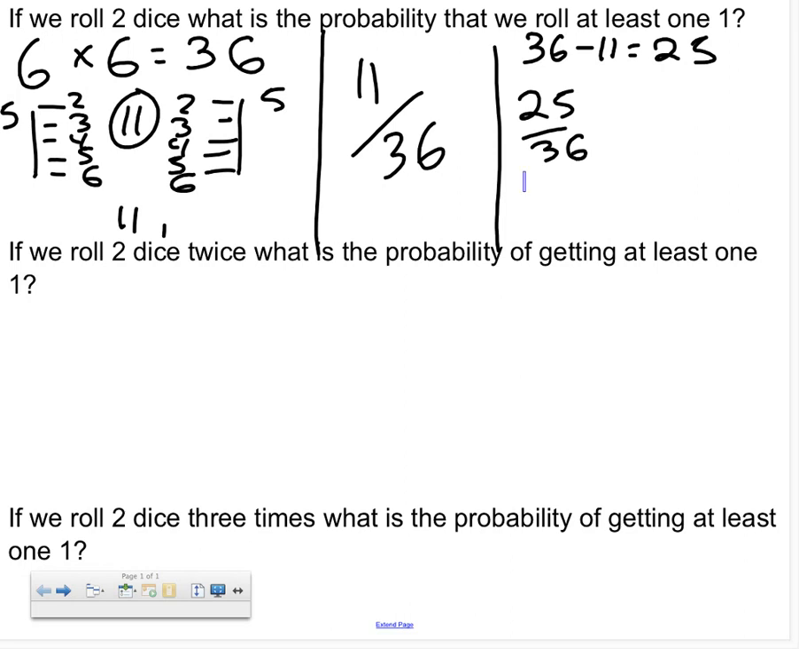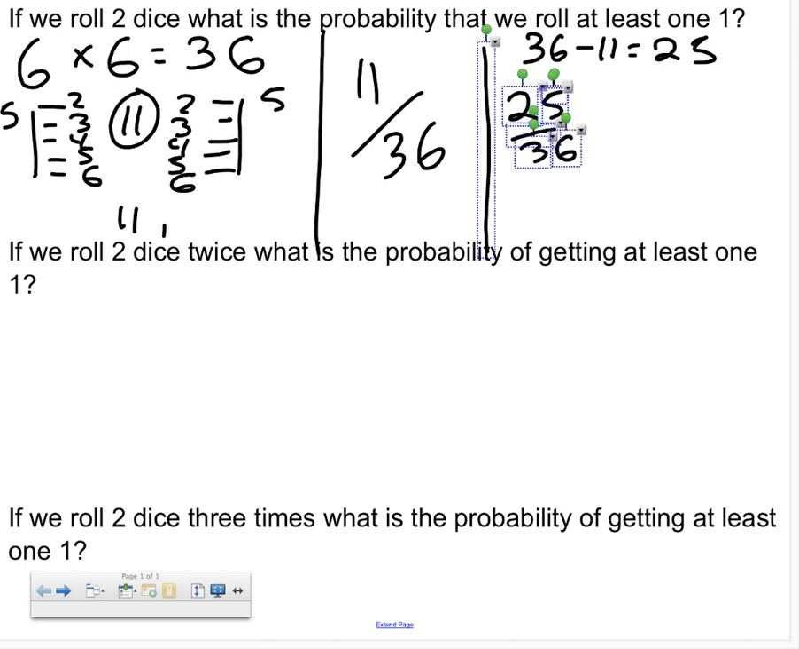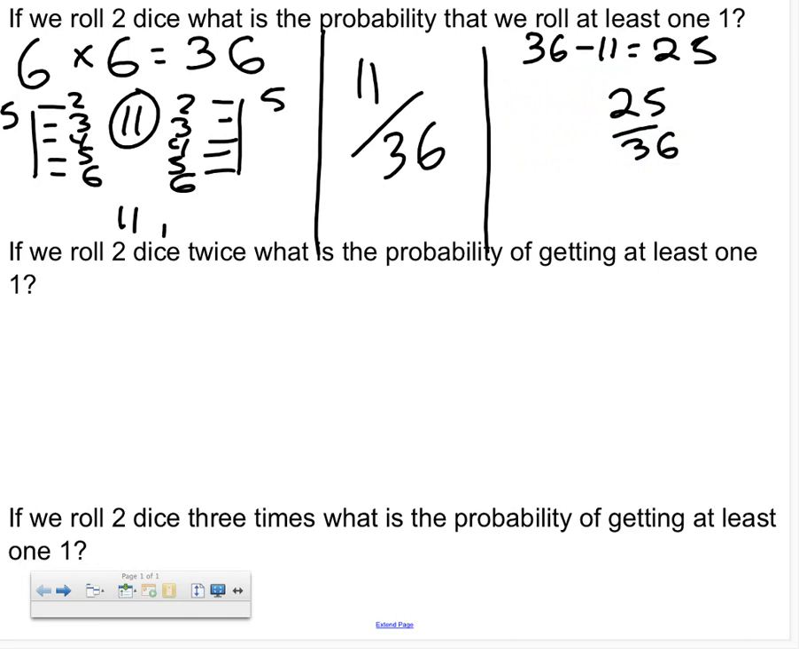I'm then going to take that fraction. Let me try to write this again. I'm going to take that fraction and I'm going to subtract it from 1. Because remember, 1 in this case is like 100%. 1 is representing all the possible combinations I could get in any situation. So I'm going to take out all the possible combinations with the 1, and what I'm left with is all the possible combinations that don't.